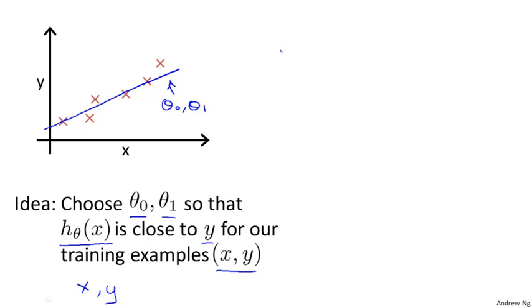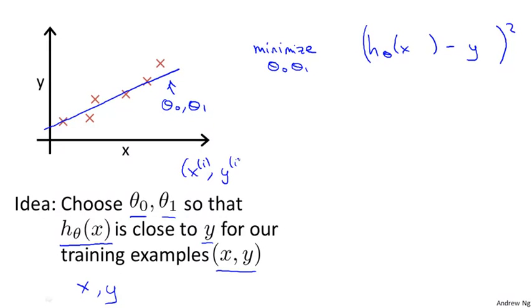Let's formalize this. So in linear regression, I'm going to want to solve a minimization problem. So I'm going to write minimize over theta 0, theta 1. And I want this to be small, right? I want the difference between h of x and y to be small. And one thing I might do is try to minimize the squared difference between the output of my hypothesis and the actual price of a house. Okay? So let's fill in some details. You remember that I was using the notation x i comma y i to represent the ith training example.